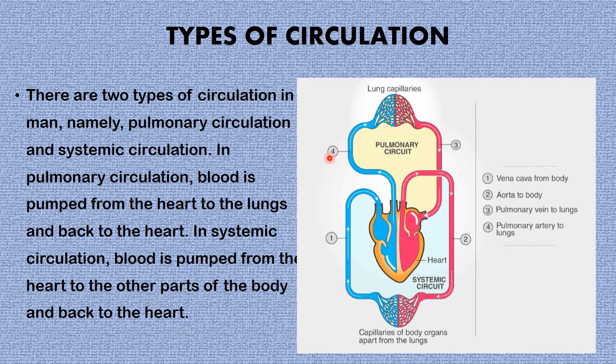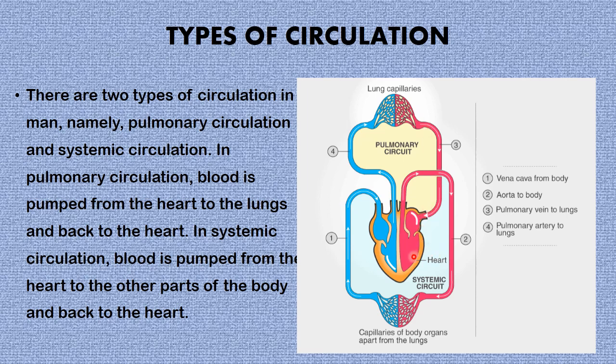So this is a diagrammatic representation of the types of circulation. In the pulmonary circulation, the deoxygenated blood moves from the heart to the lungs, where the blood exchanges the carbon dioxide in it for oxygen from the lungs, and the oxygenated blood moves from the lungs back to the heart.